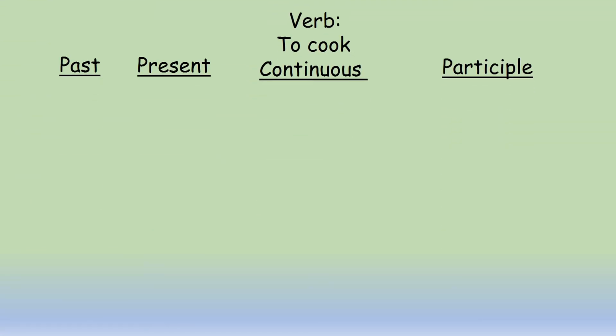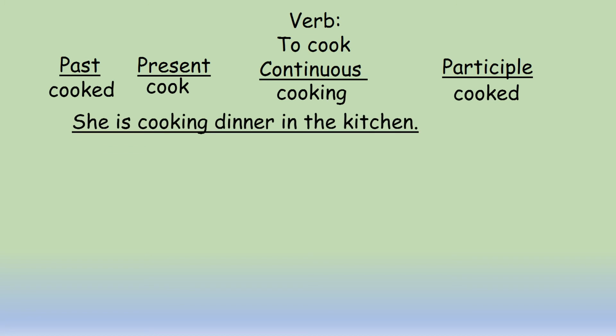The verb to cook. Present tense, cook. Continuous, cooking. Past tense, cooked. Because it's a regular verb, the past participle is also cooked. Present continuous tense, she is cooking dinner in the kitchen. Who is cooking dinner in the kitchen? What is she cooking in the kitchen? Where is she cooking dinner?